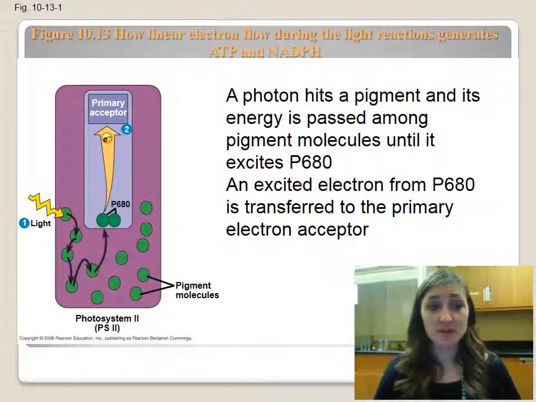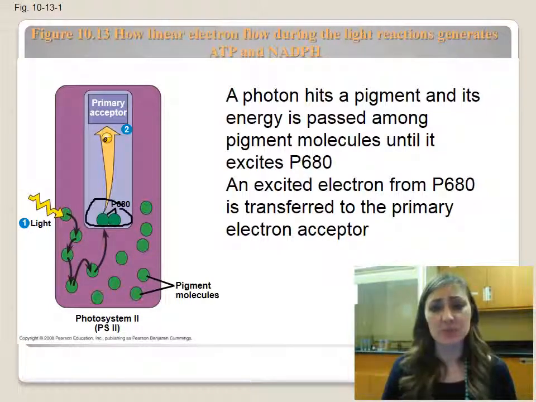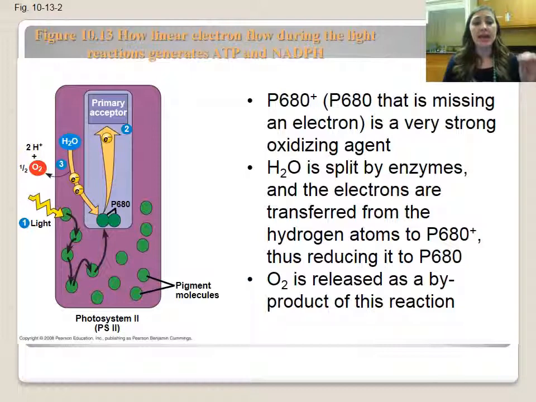You have a photon of light that's going to hit the pigment molecule. Your electron bounces around excited until it hits a P680 pigment molecule. The excited electron is passed from P680 up to a primary electron acceptor. At this point, your P680 is now missing an electron. Okay, it's a very strong oxidizing agent.